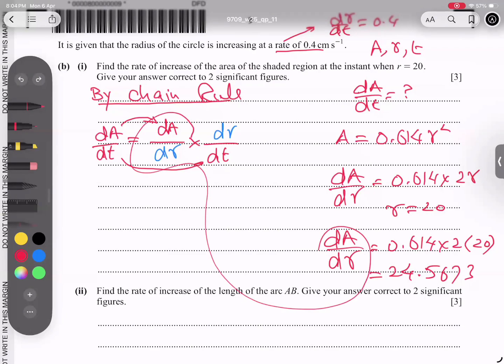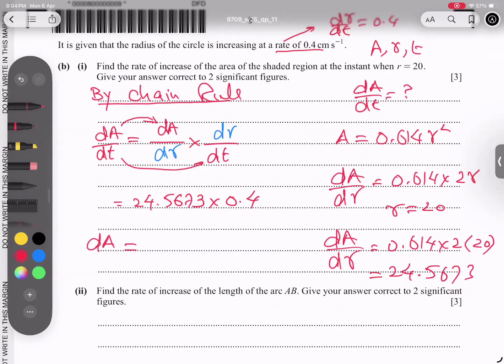This value I will take from here, and this value I will take from there. So 24.5673 times 0.4, and when I do that, the answer dA by dt turns out to be 9.8269. He said 2 SF, so 9.8 is our required answer. Area units, you know very well, is centimeter square per second. And this is my final answer.